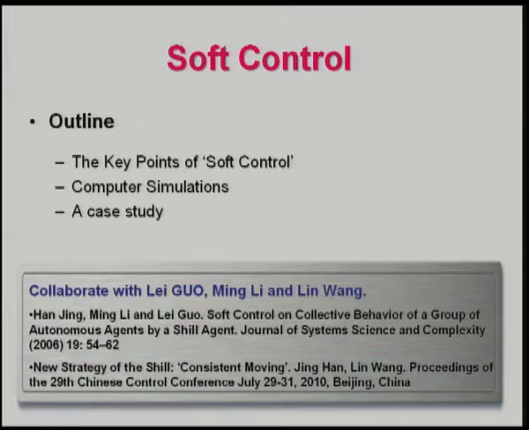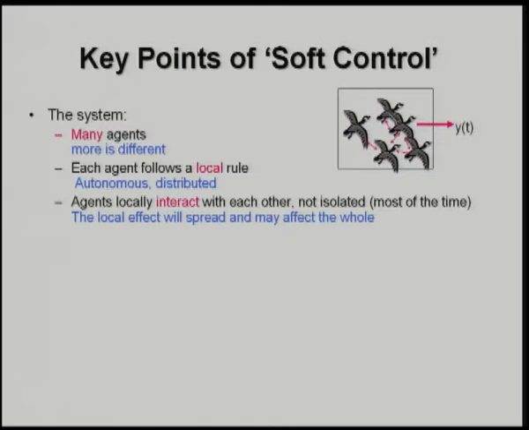This brings out our research called soft control, which is done by me and my colleagues and friends. Okay, then the key point of soft control is presented. We consider a system that has many agents, and each agent follows a local rule. So the system is autonomous and distributed, and agents will locally interact with each other. Most of the time they are not isolated. That means the local effect will spread and may affect the whole.